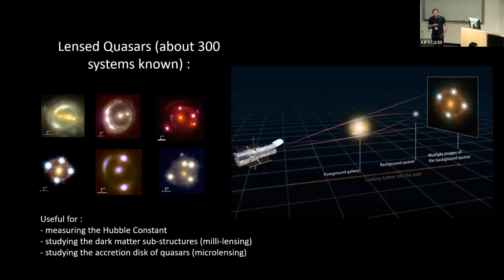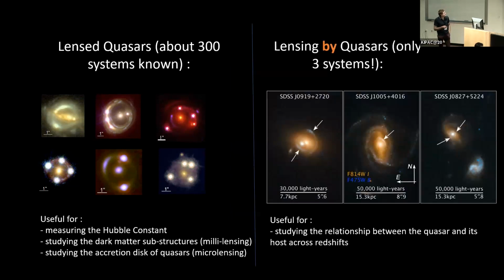What I will not talk about is lensed quasars, when the quasar is in the background, lensed by the foreground galaxy and forming multiple images. Those are really useful for measuring the Hubble constant, constraining dark matter, for example, or even the accretion disk of the quasar itself. We know about 300 of those systems, but in my case, the quasar is actually in the lens plane. It's in the foreground, and those systems are much rarer.